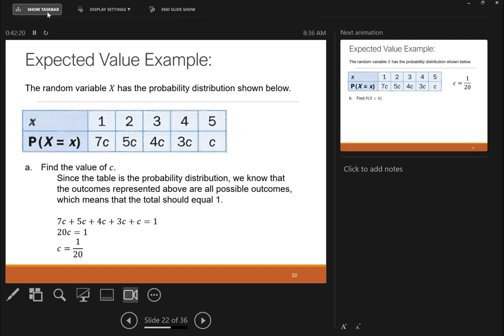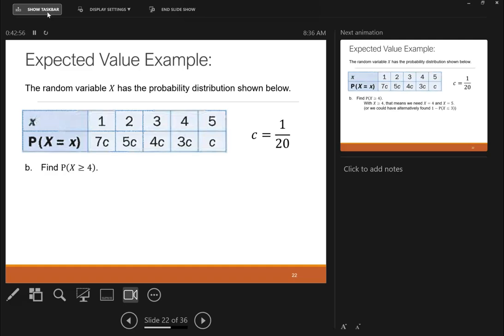So c is 1 out of 20. Then I can use that to say the probability that x is equal to 1 would be 7 out of 20, because 1 is 7c. So I have 7 times 1 over 20, or 7 over 20. Et cetera, et cetera, right? And then I could build a histogram, calculate an expectation, or whatever I was asked to do from that. I have the full probability distribution, so I can do whatever I want with it at that point.